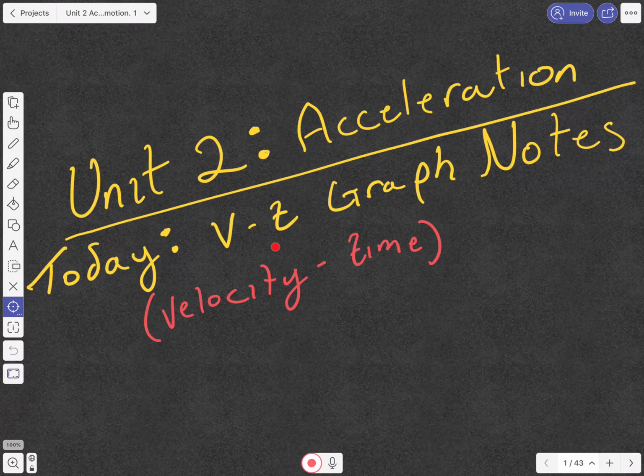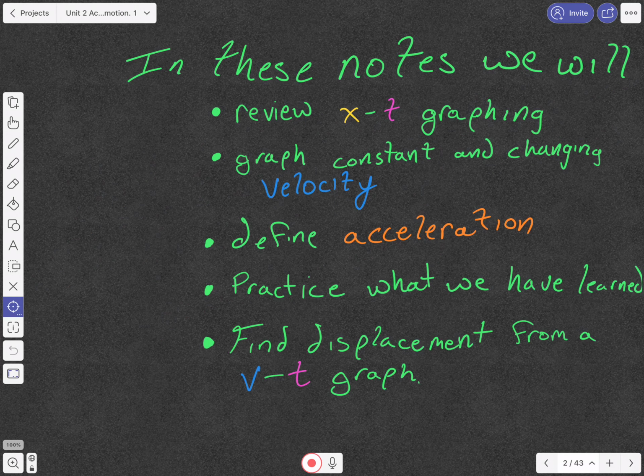So today we're going to look over velocity time graphs. This is our first lesson in the acceleration unit. So in these notes, we will review position time graphing. We will graph constant and changing velocities. We are going to define acceleration for the purposes of this class. We are going to practice what we have learned thus far. And the very last thing we'll do is find displacement from a velocity time graph.